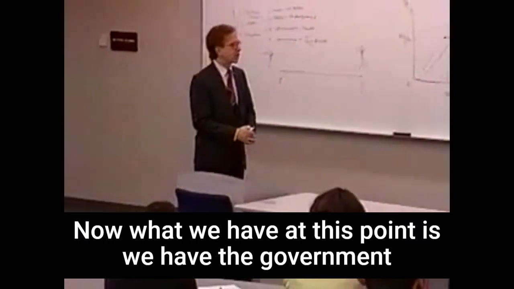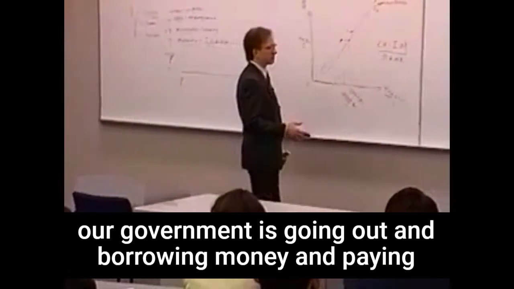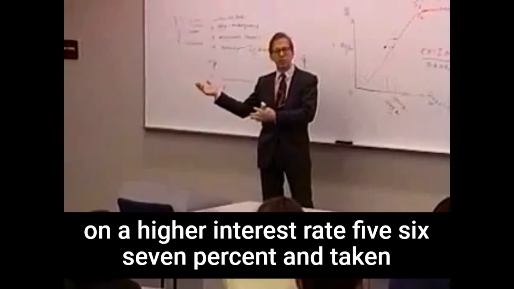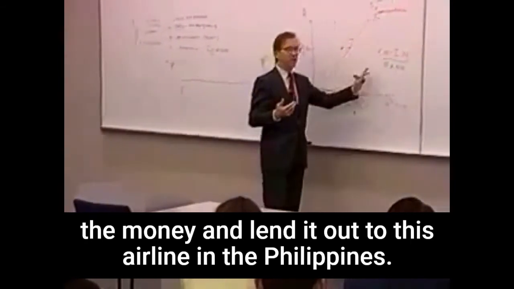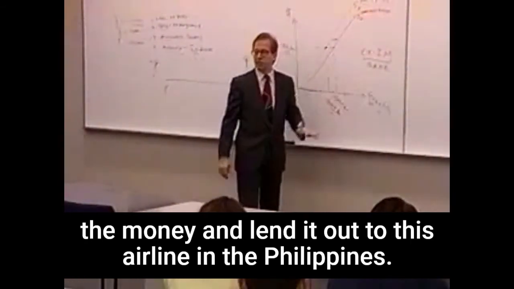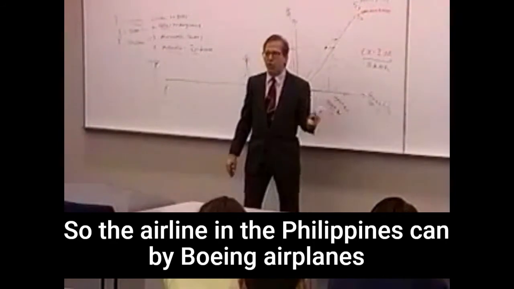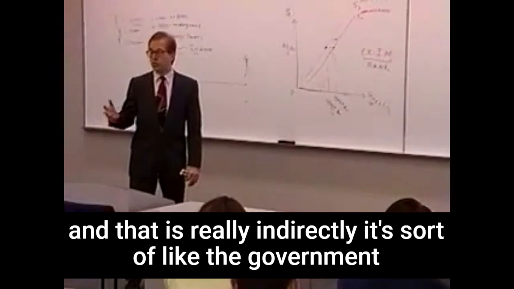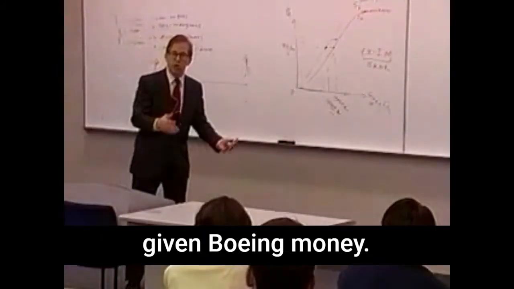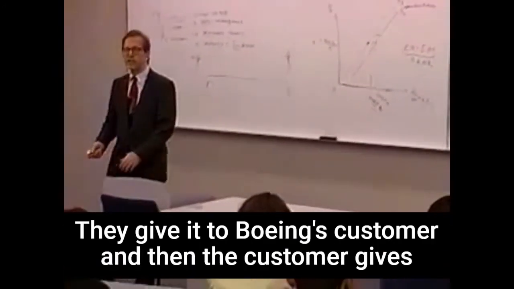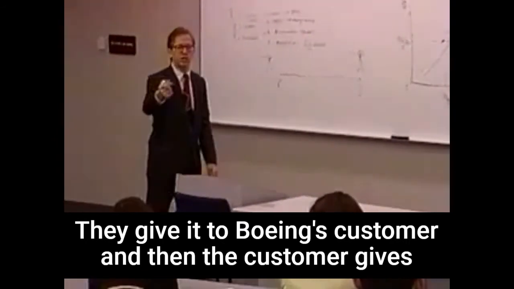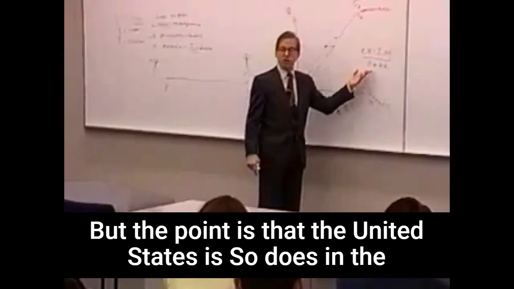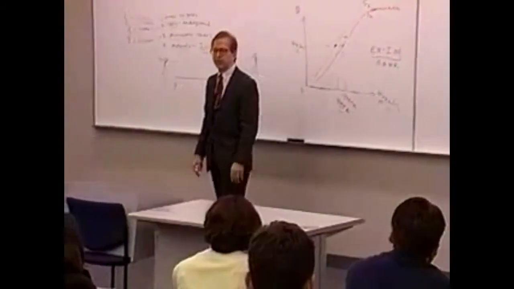Now, what we have at this point is our government going out and borrowing money and paying a higher interest rate, 5, 6, 7%, and taking the money and lending it out to this airline in the Philippines so the airline can buy Boeing airplanes. And that is really, indirectly, sort of like the government giving Boeing money. Now, they don't do it directly. They give it to Boeing's customer, and then Boeing's customer gives it back to Boeing. But the point is that the United States is subsidizing the purchase of airplanes.